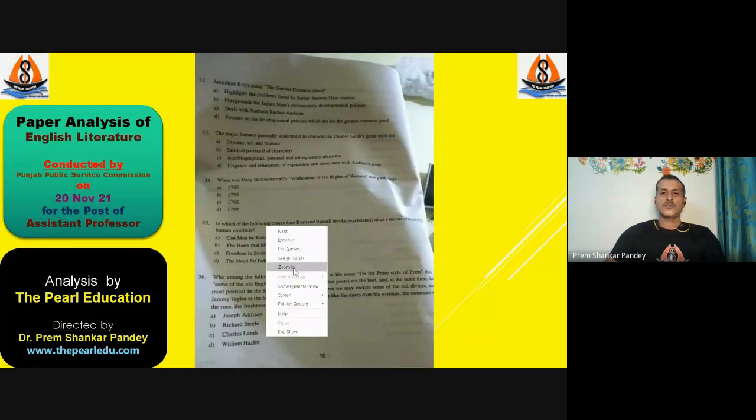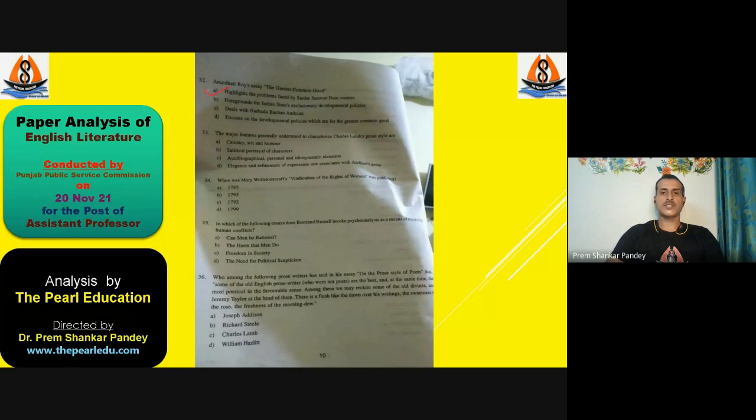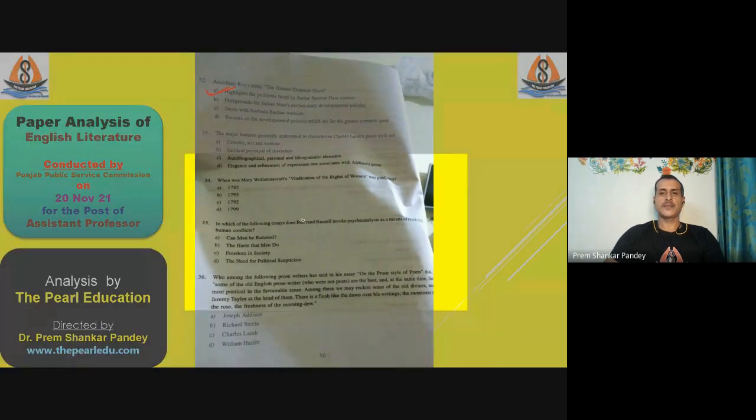Okay, the next question from Indian literature. Arundhati Roy's essay published in 1999, The Greater Common Good. The options are: highlights the problems faced by Sardar Sarovar Dam oustees, foregrounds the Indian state's exclusionary development policies, deals with Narmada Bachao Andolan, or focuses on the developmental policies which are for the greater common good. The right answer is it highlights the problems faced by Sardar Sarovar Dam oustees. So that is the right answer.